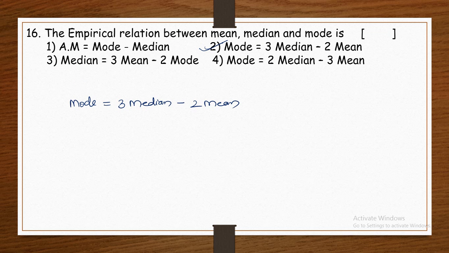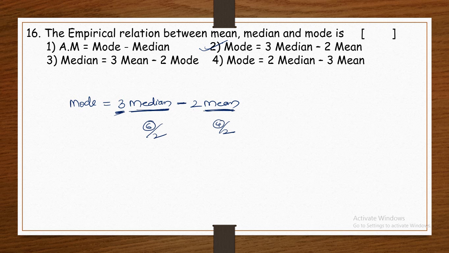Now, a simple way to remember. I am telling you how to remember this. See, in median how many letters are there? So totally 6 letters are there, right? So half of 6 is 3. So before median we will have 3. Next, for mean how many letters are there? 4 letters. So half of 4 is 2. So it will be multiplied with 2. So mode is equal to 3 times median minus 2 times mean. So likewise you can remember this particular formula, right?